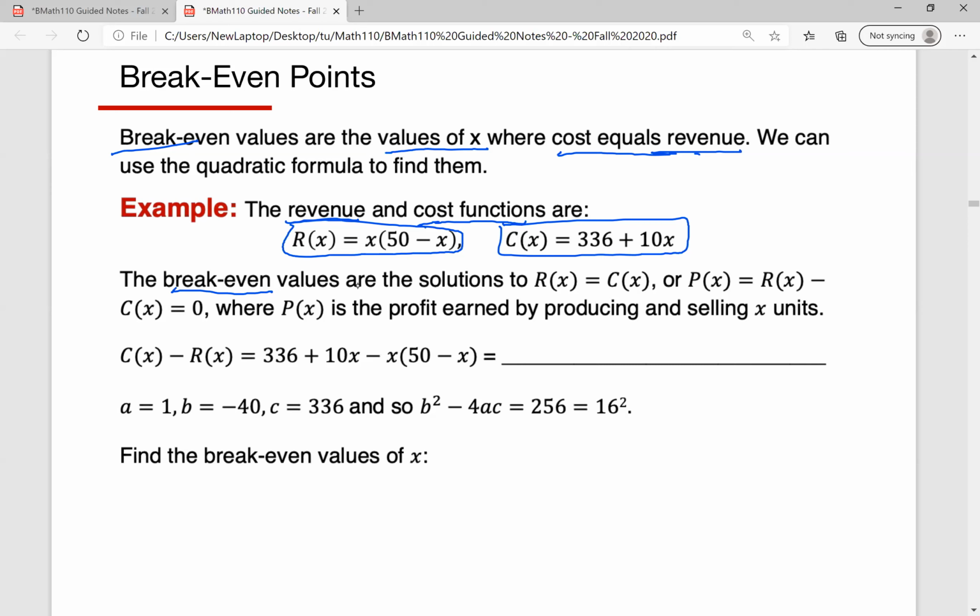The break-even values, then that means what? I will need to make Rx equal to Cx, or in other words, when the profit equals 0. So profit equals 0 means Rx minus Cx equals 0. But I just want to make sure you know that in that case Rx is equal to Cx.